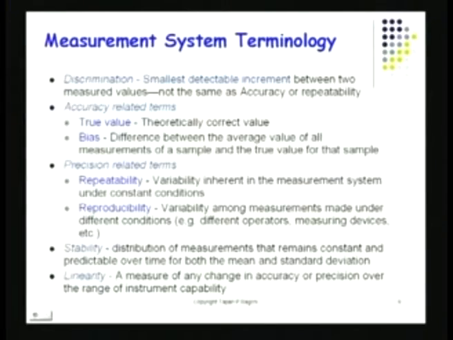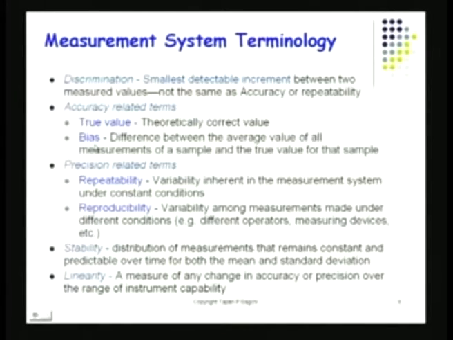So, that one particular input, the very first input, is of course what we call the discriminating capability of the gauge itself. Then we have a term called the true value. True value is the theoretically correct value. That is actually the part to part variation. That is the true value of the data that you are trying to measure. So, if I get the cursor here, you would be able to see what that is. The true value is the theoretically correct value.